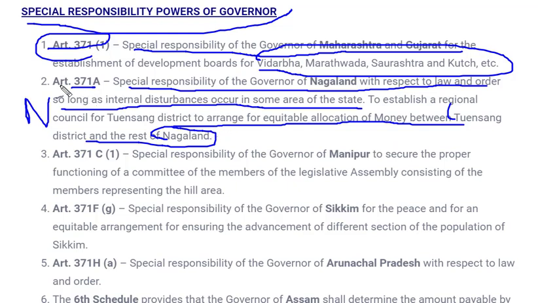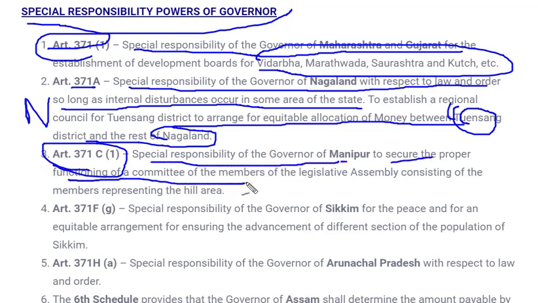Because of that, under Article 371A, special responsibility has been given to the governor of that state, so that whatever funds are given to the state can be wisely used between the special district and the rest of Nagaland. Now Article 371C, let's see what this is. Special responsibility of the governor of Manipur is to secure the proper functioning of a committee of members of the Legislative Assembly consisting of members representing the hill areas.